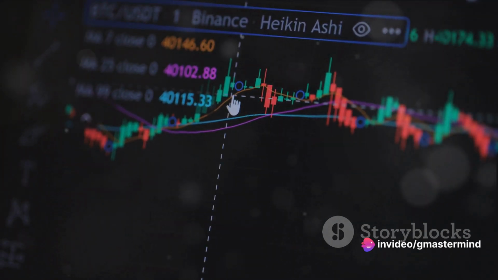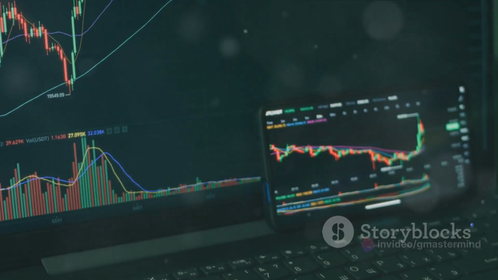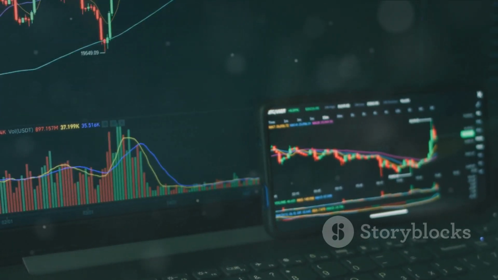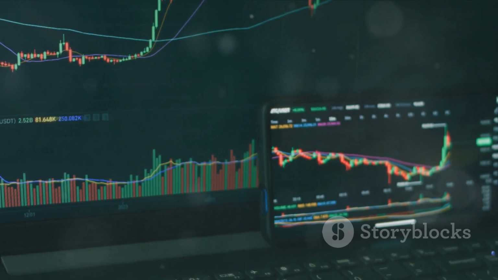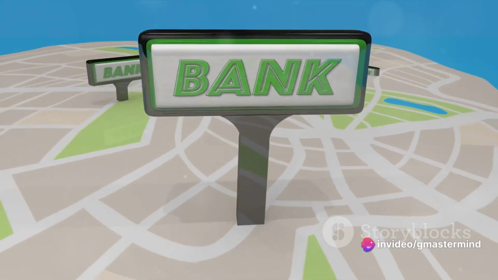The economic stability of digital currencies is also in question. The value of digital currencies, such as Bitcoin, can be extremely volatile. This volatility can lead to financial instability and potential economic crises.